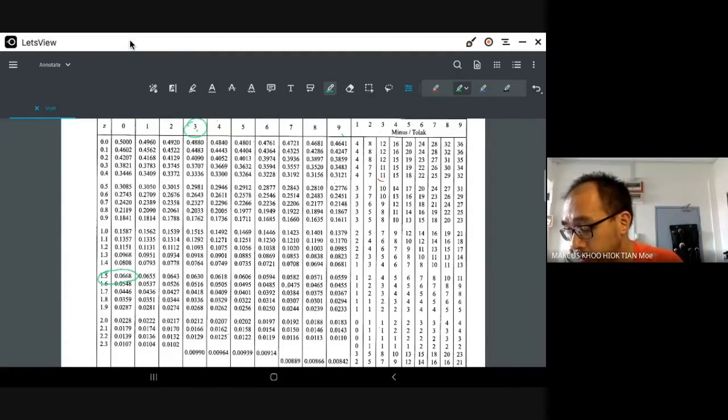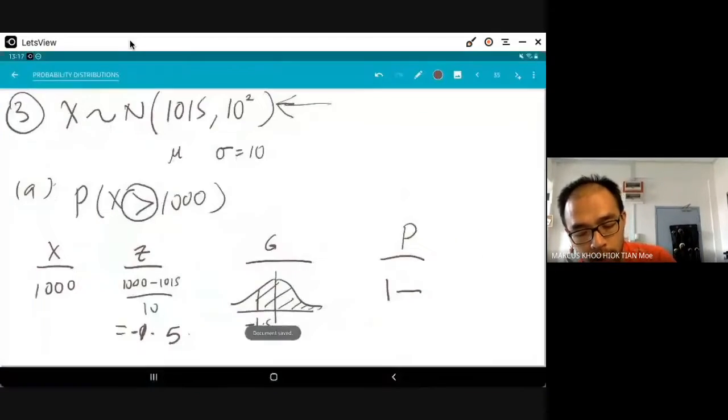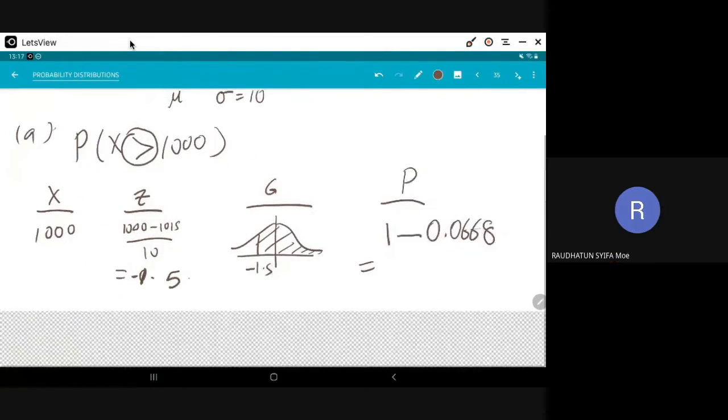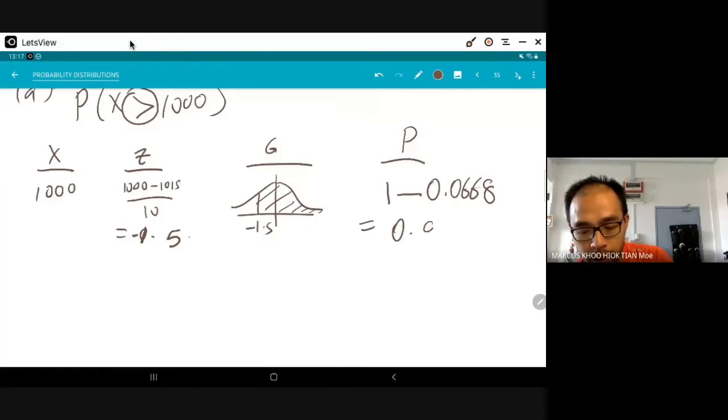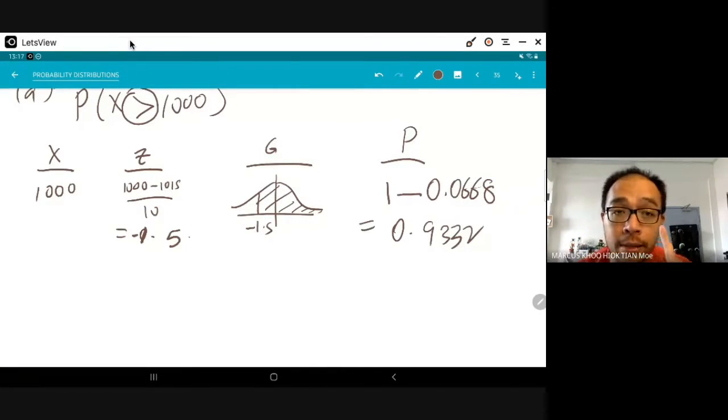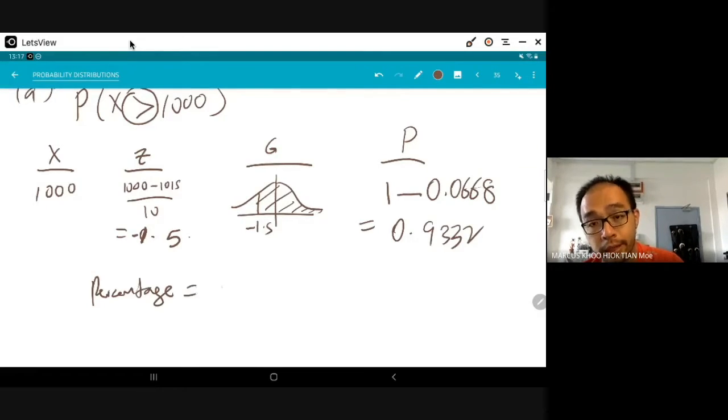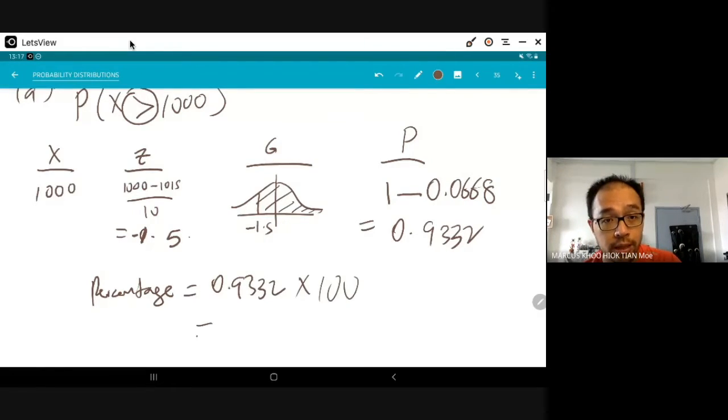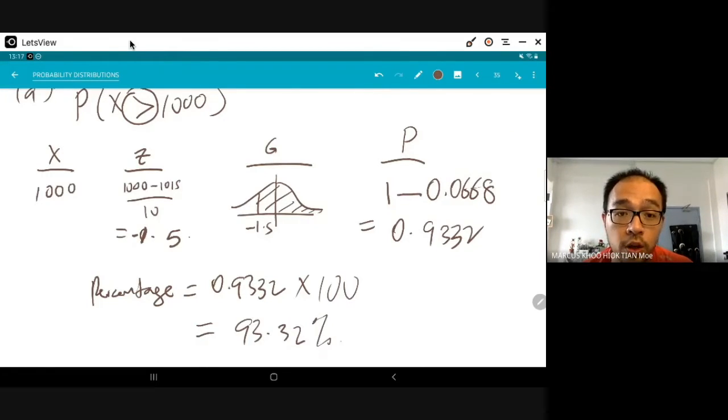0.0668, right? Okay, so 1 minus 0.0668. What is my answer, please? 0.9332. But the question does not ask for probability, it asks for percentage. Okay, so percentage, very simple. Take the probability times 100 and you will get 93.32%. Okay, the same thing we've been discussing since just now.